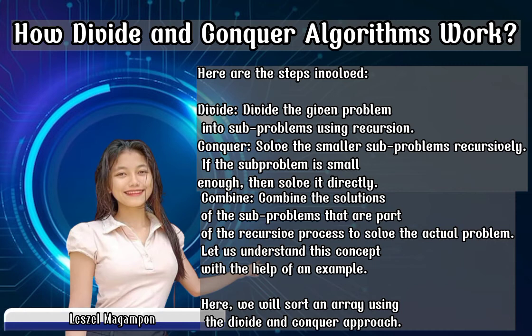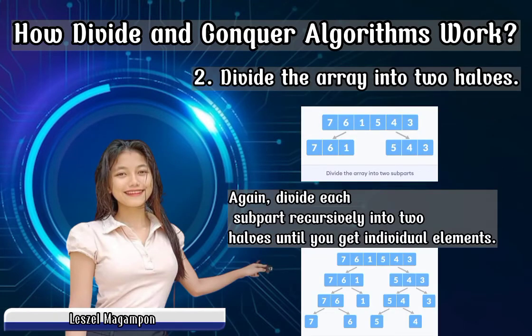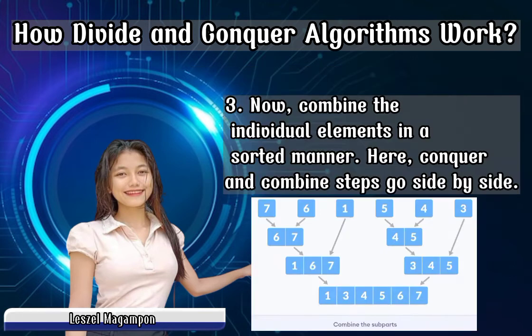Let us understand this concept with the help of an example. Here we shall sort an array using the divide and conquer approach, i.e. merge sort. Number 1, let the given array. Number 2, divide the array into two halves. Divide each subpart recursively into two halves until you get individual elements. Number 3, now combine the individual elements in a sorted manner. Here, conquer and combine steps go side by side.